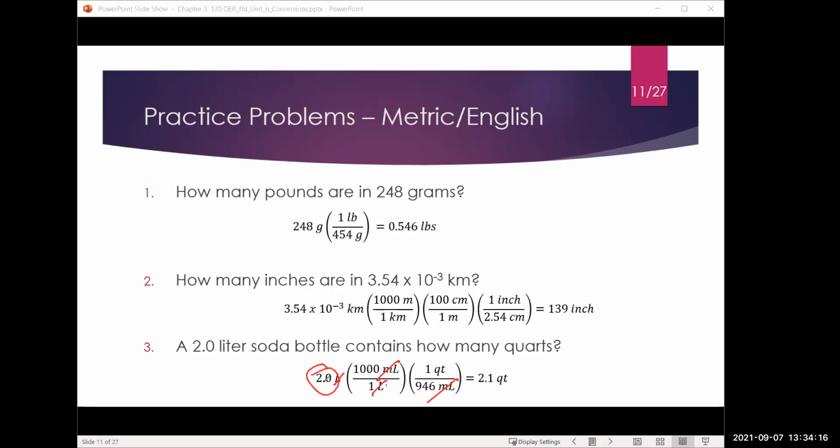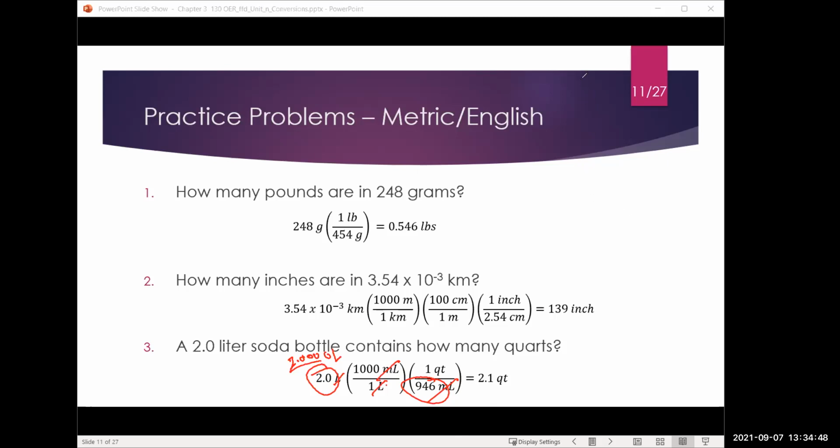Now, if you were given 2.0000 liters as the given factor, then what defines your final sig figs will be the 946, right? Because it's not an exact number. So you've got 3 sig figs, so your answer should have 3 sig figs. Okay, so keep track, be mindful of that.